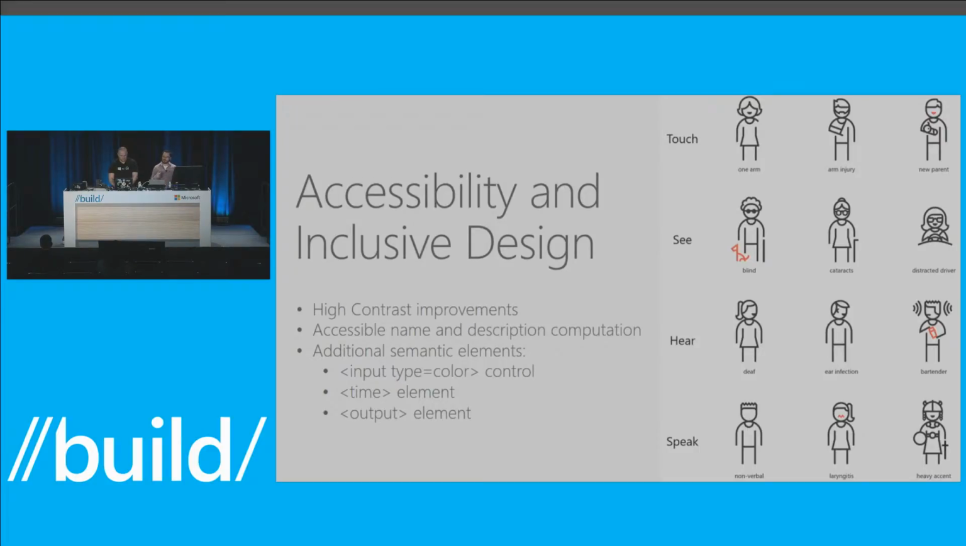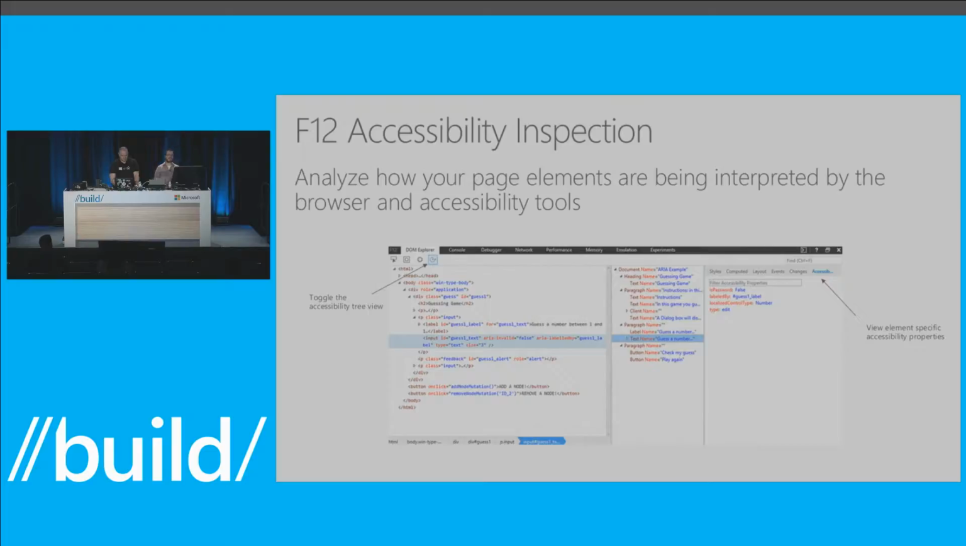We're also adding support for new web platform features that enable you to build a website that's more accessible. Semantic elements like color pickers or time elements and the output element. In addition to stuff that's in the rendering engine and for users, we're also building things for developers. Coming soon in the developer tools within Edge, there's a new accessibility inspection tool.